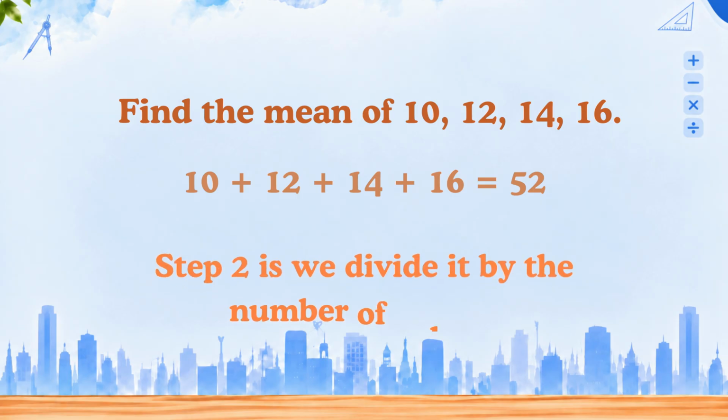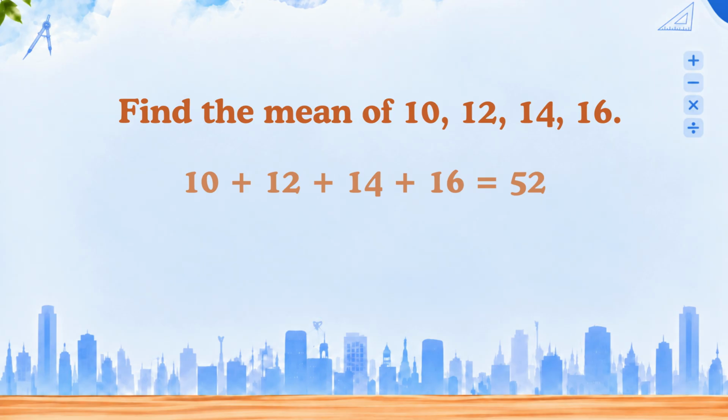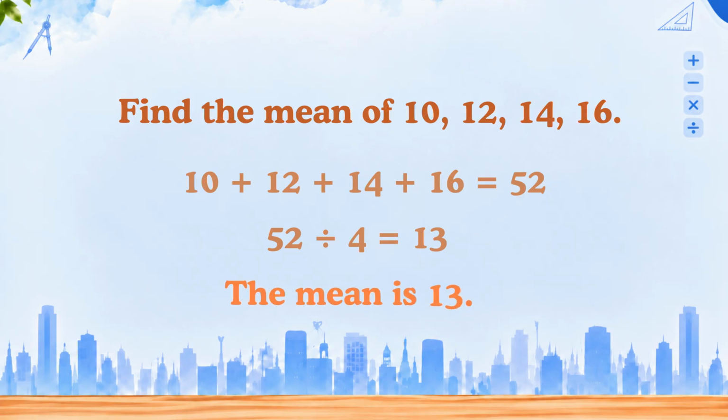Step 2 is we divide it by the number of values. We have 4 numbers here. So, the 52 divided by 4, which is 13. So, the mean is 13.